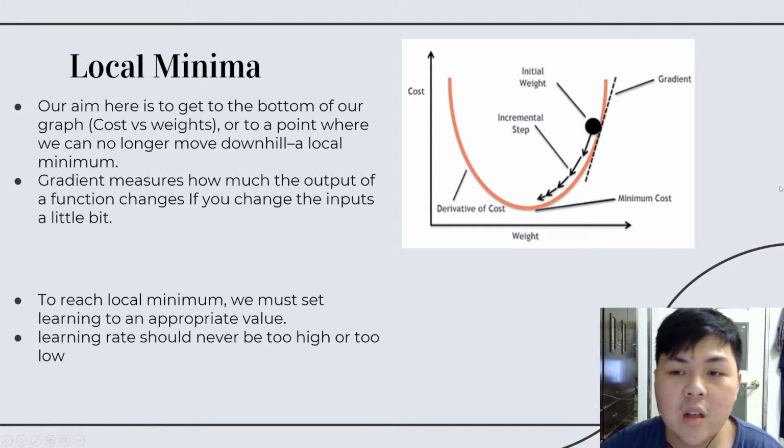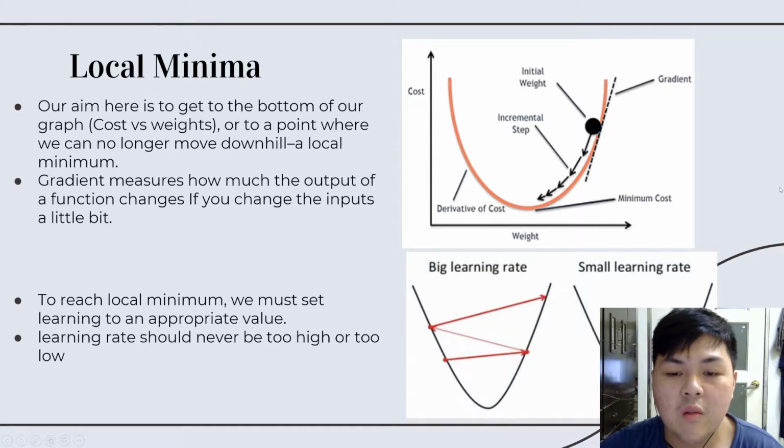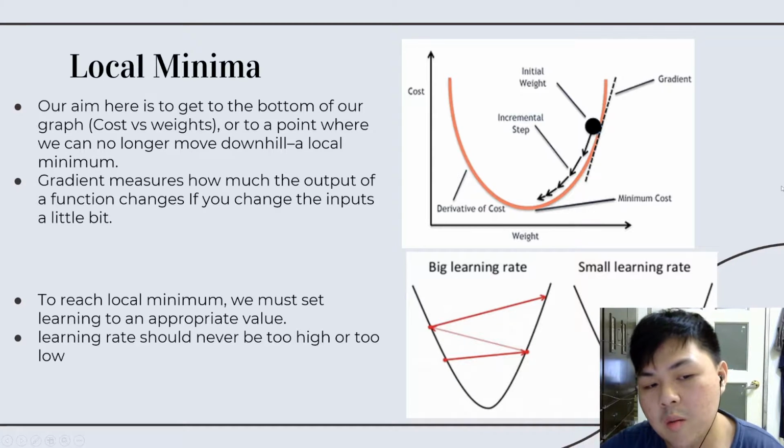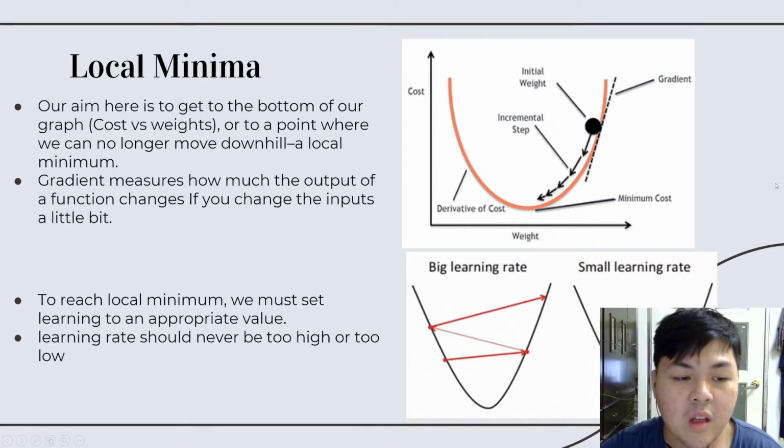And the gradient itself is to measure how much the output of a function changes if you change the inputs a little bit. And for the learning rate, to reach a local minimum, you have to set the learning rate to an appropriate value.